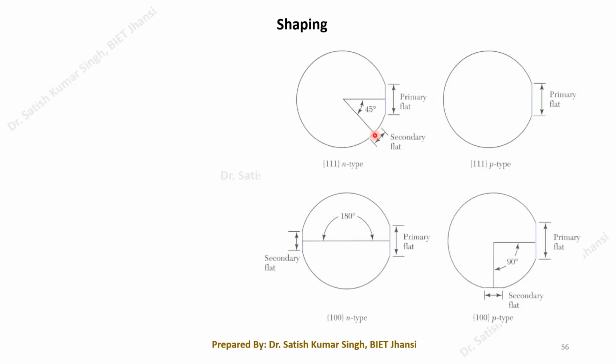Flats are actually made on the silicon single crystal, on the uniform ingot. On that we have to make this particular flat portion by the grinding process. That will be done along the length of the ingot. But here I am just showing you the cross-sectional view.